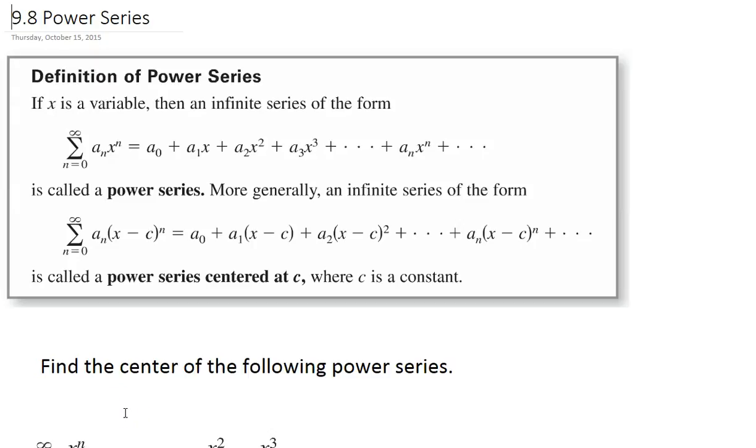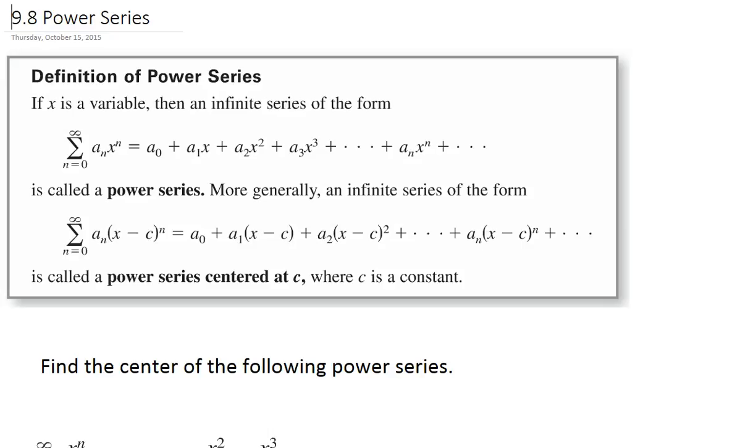Alright, let's start 9.8. It is power series. So guys, in 9.1 through 9.6 we talked about the divergence or convergence of a series, right? So we used 10 different tests to determine the divergence or convergence of a series. Let's start what we call the power series now.